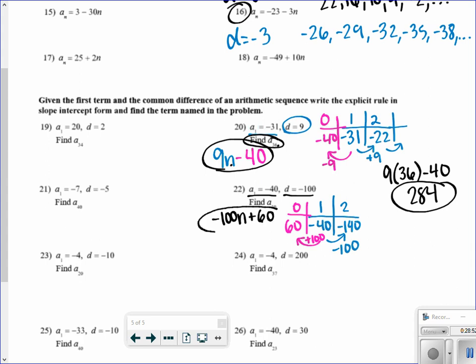Okay. There's your equation. And then it's saying to find the a sub 30 term. That means what is the 30th term? That means take your equation, plug in 30. What is that answer? Who calculated it? What is it? Negative 2,904.